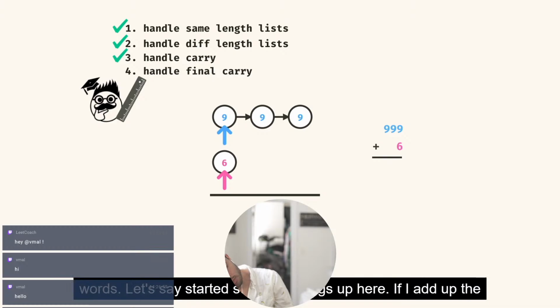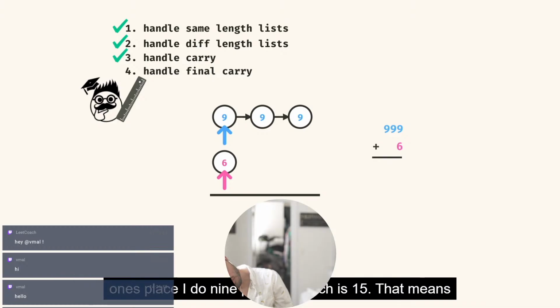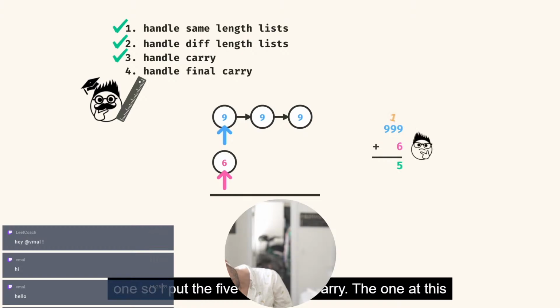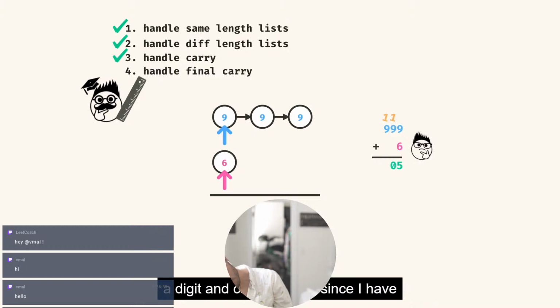In other words, let's say I started summing things up here. If I add up the ones place, I do 9 plus 6, which is 15. That means I put a 5 in the digit, and I carry a 1. So I put the 5 over here and carry the 1. At this point, I can do my same 0 substitution for missing digits. Just do 1 plus 9, which is 10. So I put 0 in the digit and carry another 1. And same thing as before, I do 1 plus 9 is 10. I put 0 in the digit and carry the 1. But since I've hit the end of my numbers, I just put the 1, 0. Notice that the longer of my two inputs was 3 digits long, but because I had a final carry here, my output was actually 4 digits.